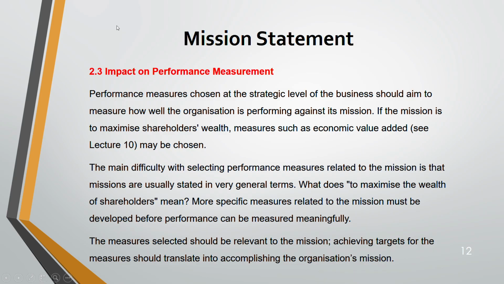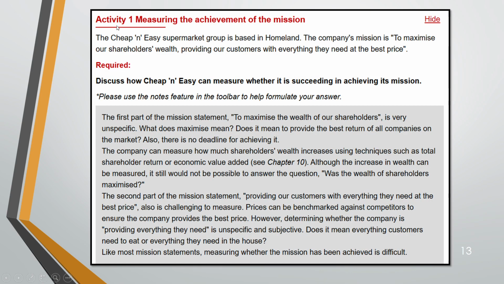It's meaningless. So activity 1, let us go through this, where we have to discuss how Cheap and Easy can measure whether it is succeeding in achieving its mission or not. Okay, so Cheap and Easy is a supermarket based in Homeland and their mission is to maximize shareholders' wealth.